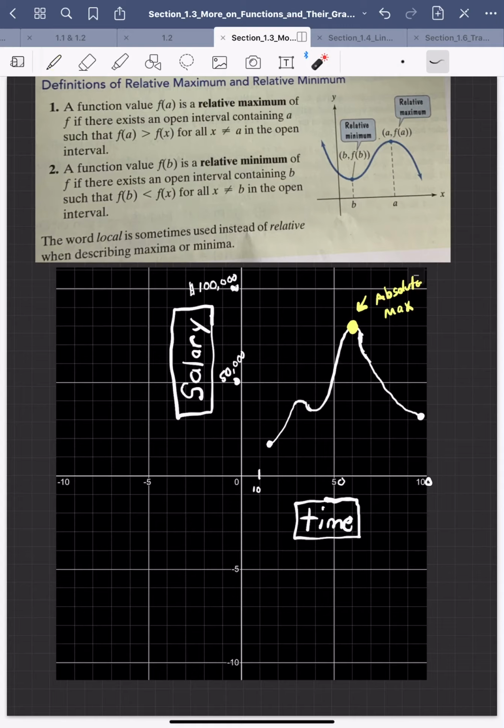Now, what do we mean by relative maximum? Well, the relative maximums, remember this little point right here?